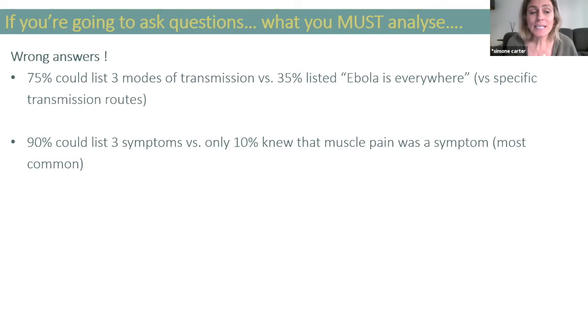The other one was that 90% could list at least 3 symptoms. So in the first month, everybody was like, this is great, everybody knows symptoms. But only 10%, and this was consistent with healthcare workers as well, knew that muscle pain was a common symptom of Ebola. And what we were actually seeing was that it was the first symptom to present. And so this lack of information was a huge issue in terms of healthcare seeking.